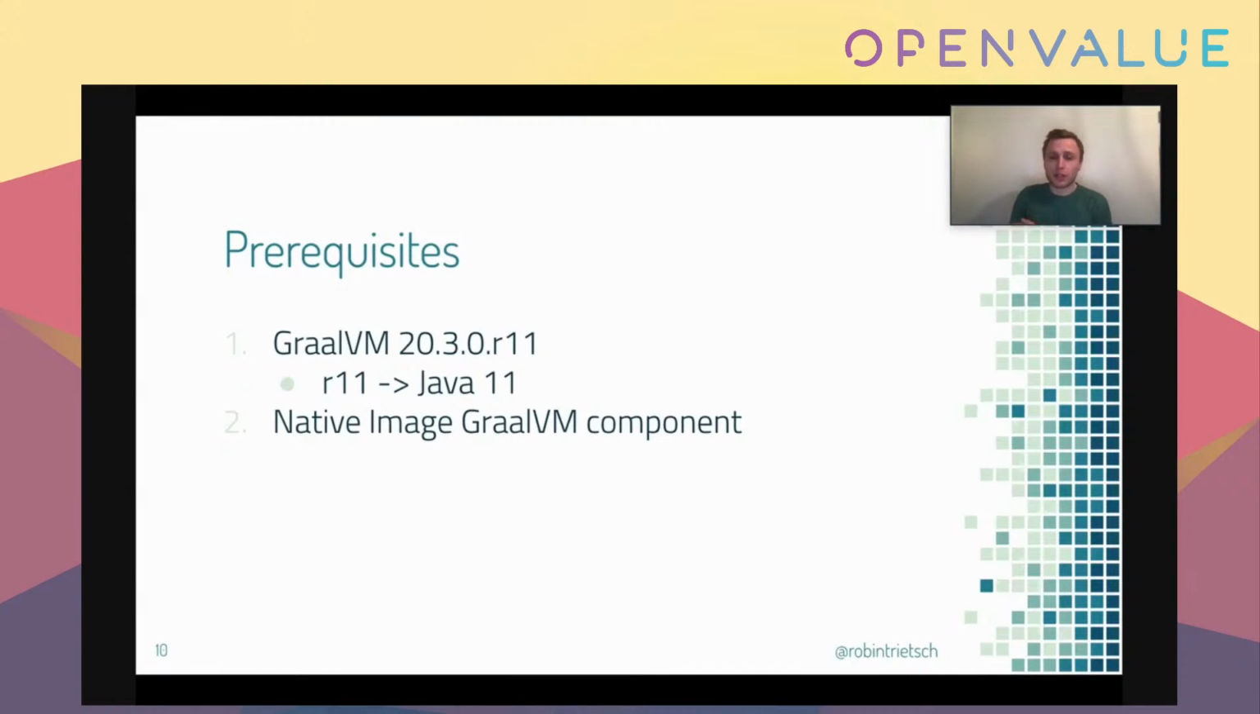If you want to go this way, then you have a few prerequisites. The first one is having GraalVM installed, of course. The version that I've got installed is 23.0 R11. R11 stands for Java 11 here. If you would like to use Java 8 for some reason, then you can go with R8. The second one is installing the native image GraalVM component for actually doing the compilation of your application to a native binary.